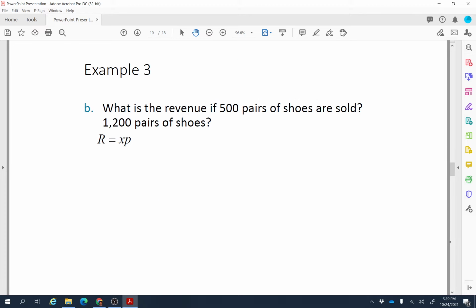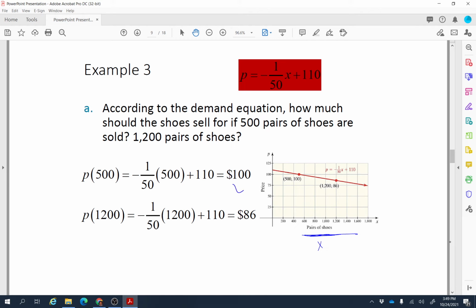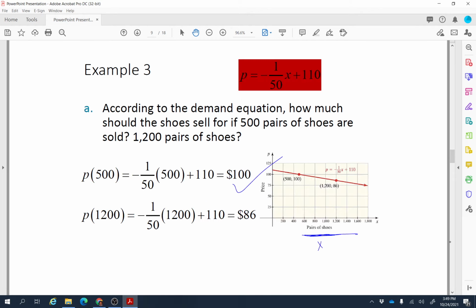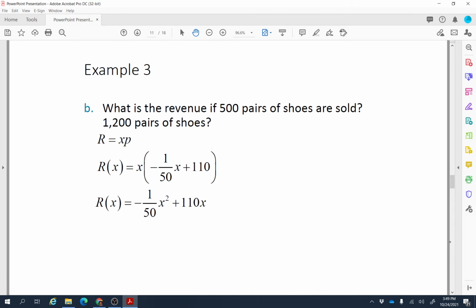Now the second question is, make sure that this is example 2. The second question is, what is the revenue if 500 pairs of shoes are sold? You need to find the revenue. We know that revenue means the number of shoes times the price. So we're just going to put x equal 500, and then the price is 100 bucks. x equal 1200, and then the price is 86 bucks. We already found that. So now revenue equals x times p.